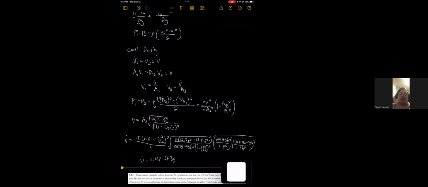Now we can solve for the volumetric flow rate by rewriting the equation and plugging in all our numbers into the equation and converting to feet cubed per second using conversion factors. We get volumetric flow rate is equal to 4.48 feet cubed per second.